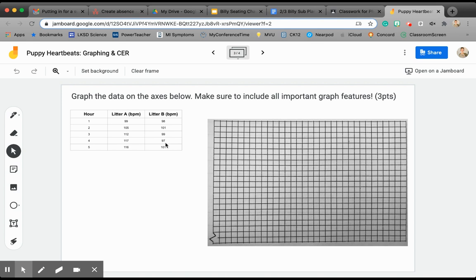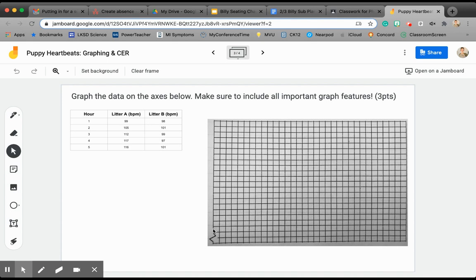The other thing that I want to point out to you on a graph, when you see this little zigzag part right here, that means that you can cut out a big chunk of the y-axis that has no data points. So take a look. Litter A and litter B, the heartbeats start at around 97, like 95, right? And then they end in the 100, almost to 120. Well, that would tell us that on a graph, there's no data points between 0 and 95. That's a lot of graph that's empty. There's empty space there. So we don't actually need to include it. That's what this little zigzag is.